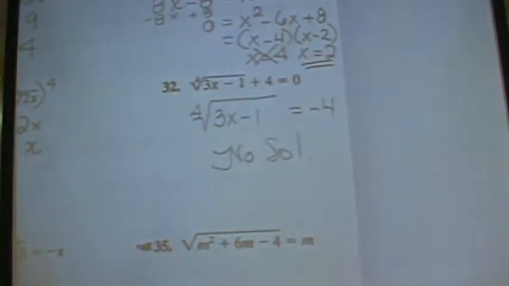I'm going to first get this 4 out of here. And I don't even have to do much work on this one. I already know when I swing 4 over, this is a negative number, and that's an even index. So when I raise both sides to the 4th power, this one is going to end up being no solution, because there's no way I'm going to be able to take the 4th root of something and get a negative number.